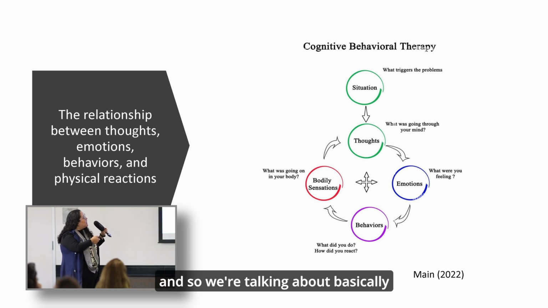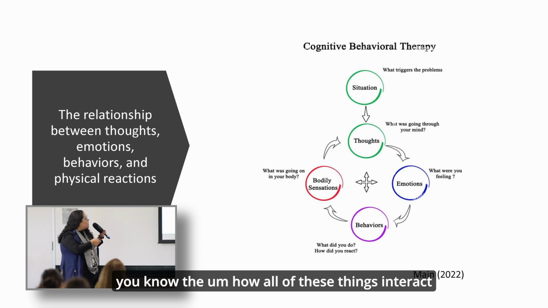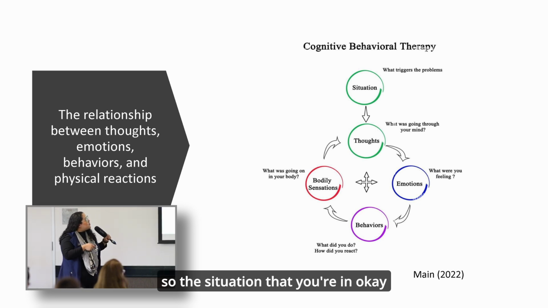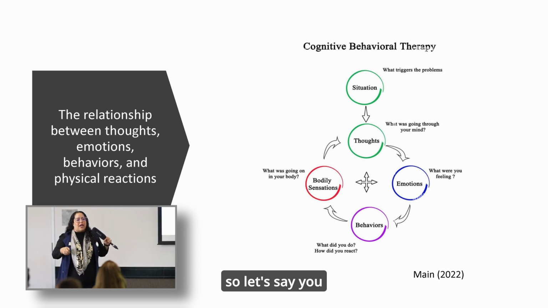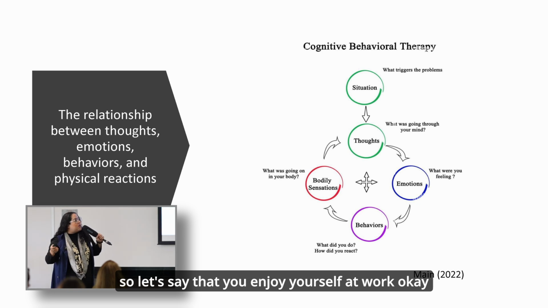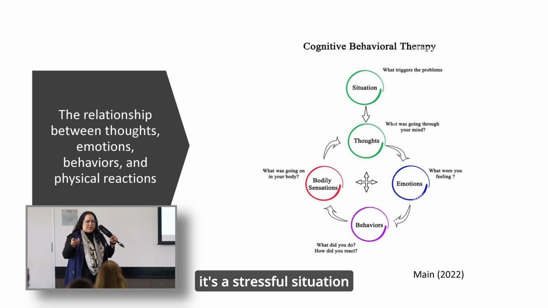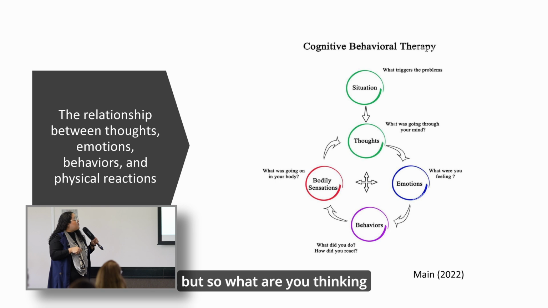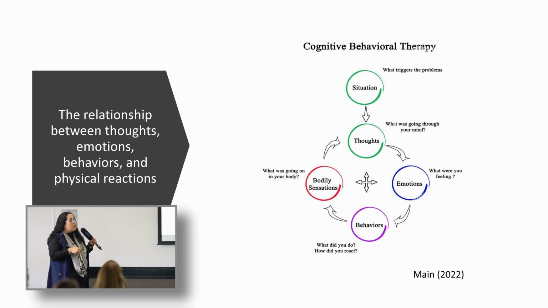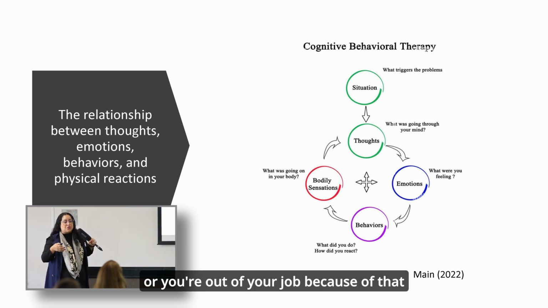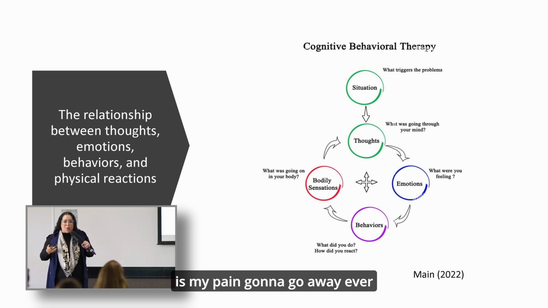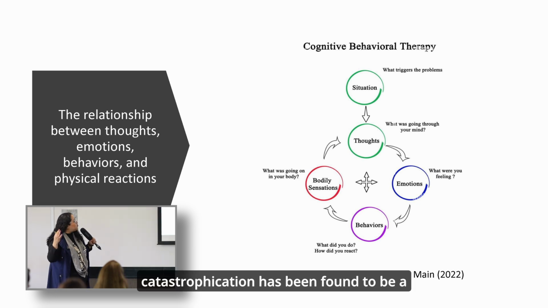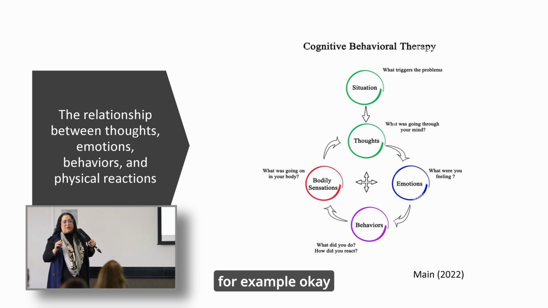We're talking about how all of these things interact to cause mental illness. The situation that you're in is of course going to trigger something. Let's say I work with chronic pain patients, and you injure yourself at work. That's your situation. Of course it's a stressful situation and we don't want to minimize it. But what are you thinking? What's going through your mind when you have chronic pain and you're out of your job because of that? You're having these thoughts: oh my God, am I going to be able to go back to work? Is my pain going to go away ever? We call that catastrophization. Catastrophization has been found to be a factor that maintains chronic pain, for example.